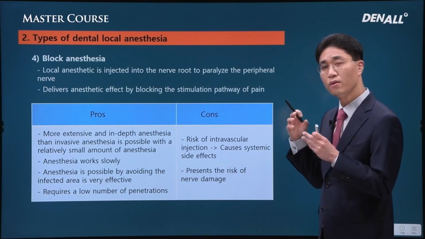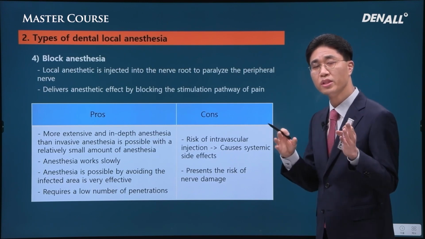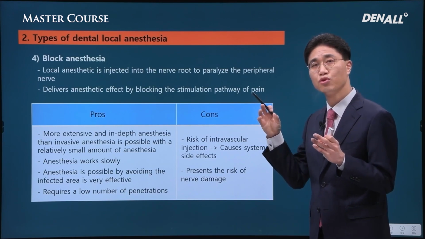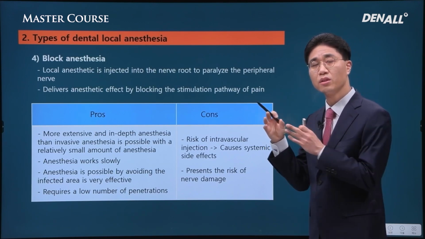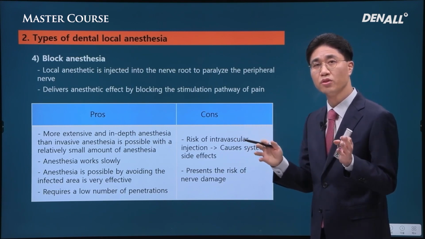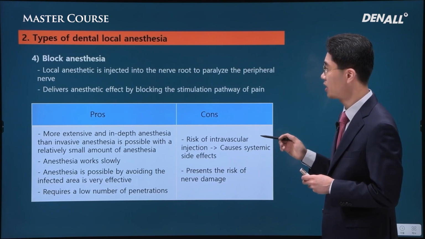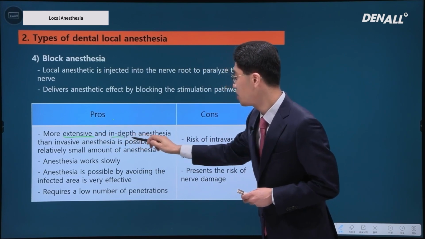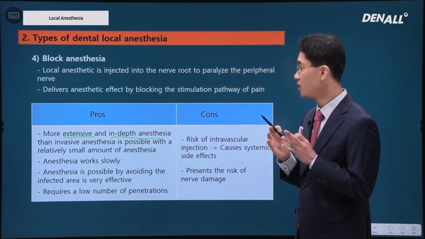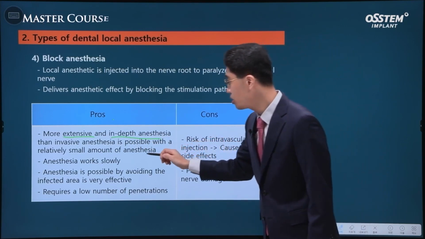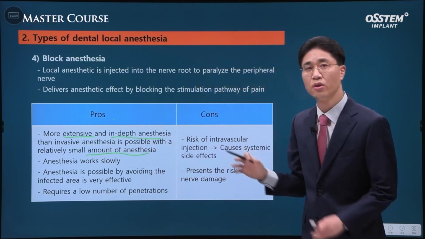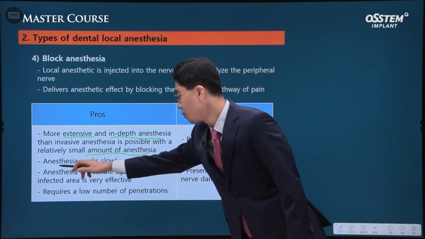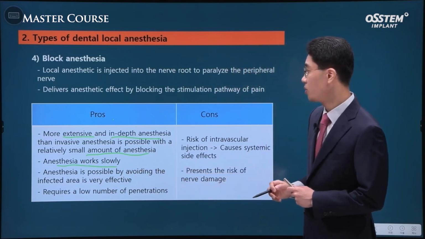In comparison, when we look at block anesthesia, the entire area where there's nerve becomes numb. Local anesthetic is injected into the nerve root to paralyze the peripheral nerve. When we look at the pros, more extensive and in-depth anesthesia can be performed. This is the benefit of block anesthesia. With a very small amount, you can get a very extensive anesthetic effect. The patient feels numbness for a longer period of time.